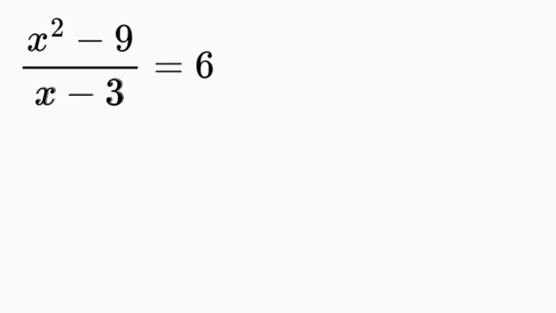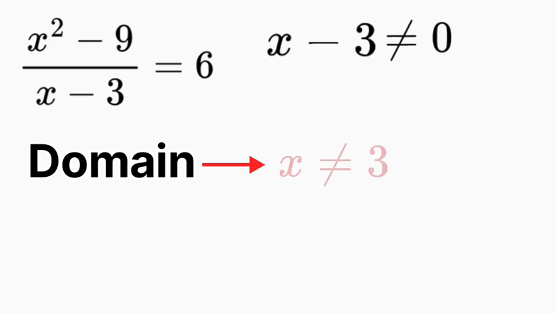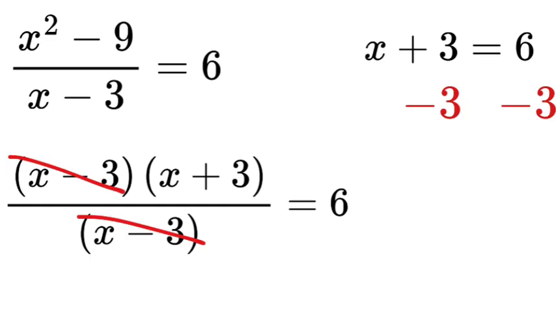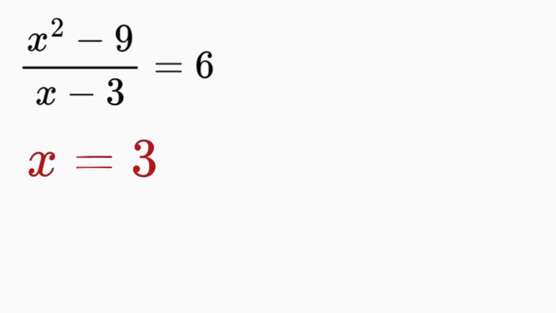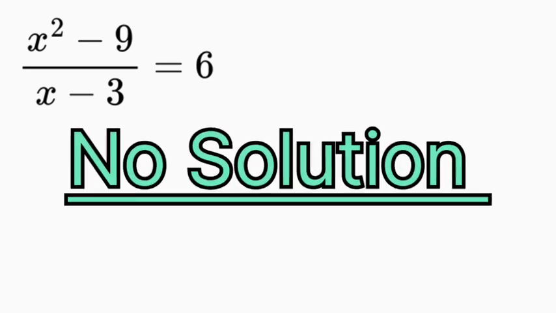So, the denominator here is x minus 3. For the expression to make sense, this denominator can never be equal to 0. That immediately tells us that x cannot be equal to 3. So, even though the algebraic steps looked clean and logical, the final result is not acceptable. Thus, the final conclusion is that this equation has no solution.